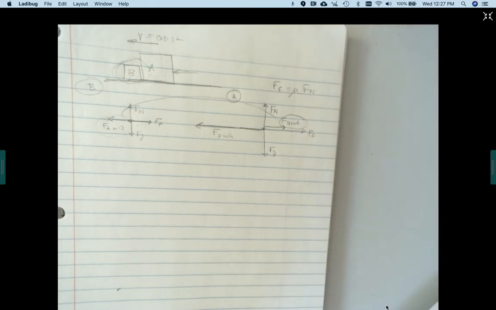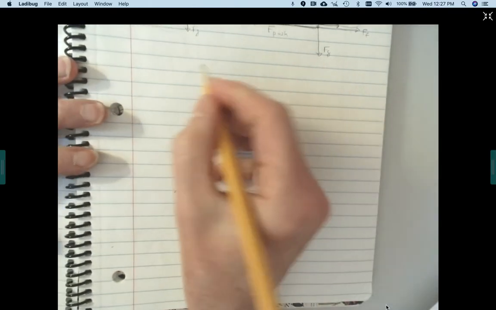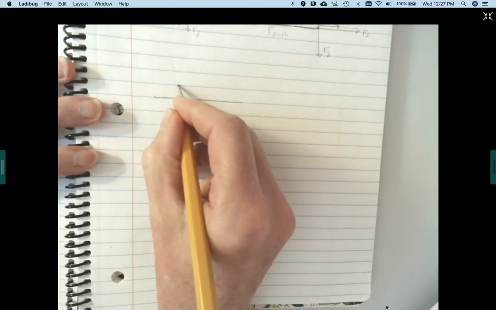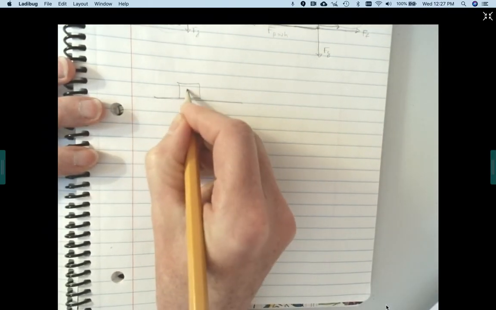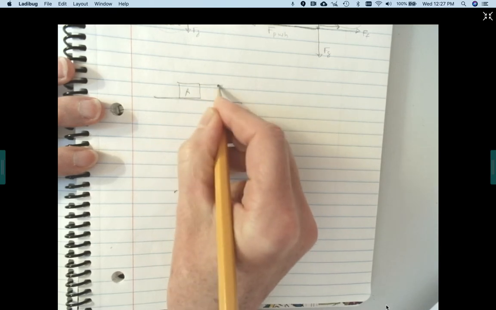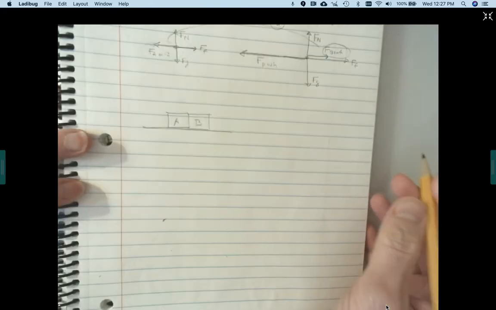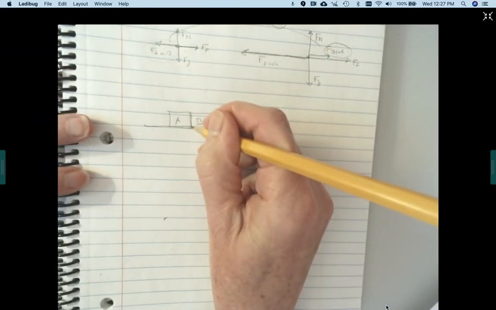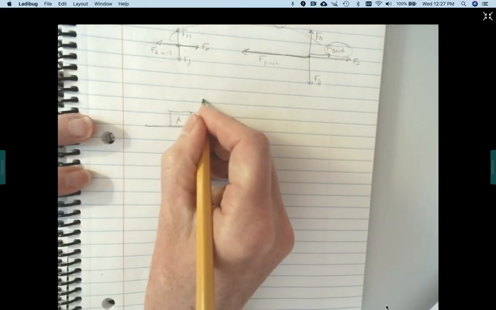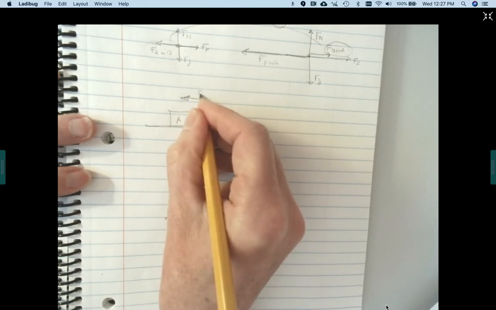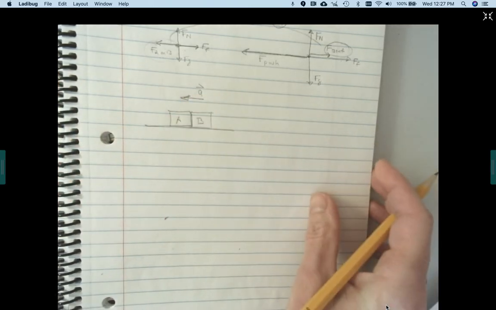Okay, so the next example I wanted to do was a little bit different. So we're going to have A and B with the same mass. So they're identical boxes, kind of, both 500, I think they're small in this case. And let's say it's going to accelerate to the left. So how would things be different?